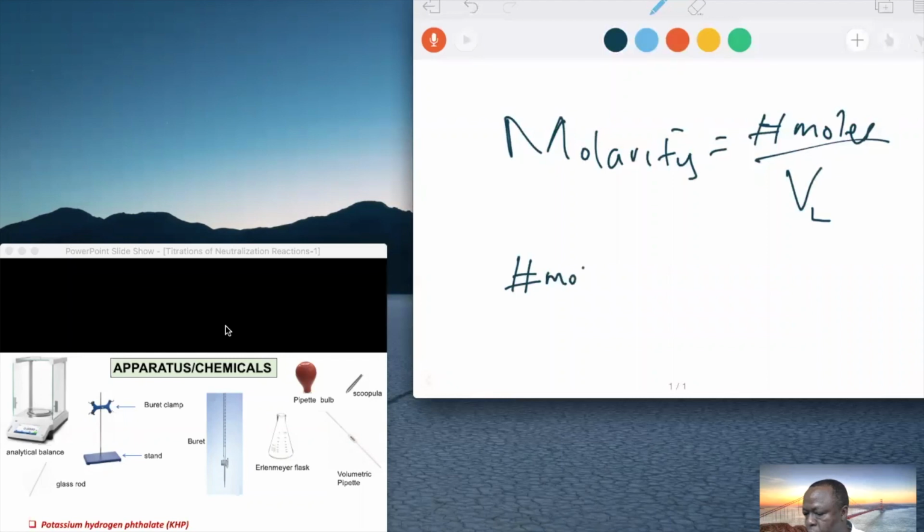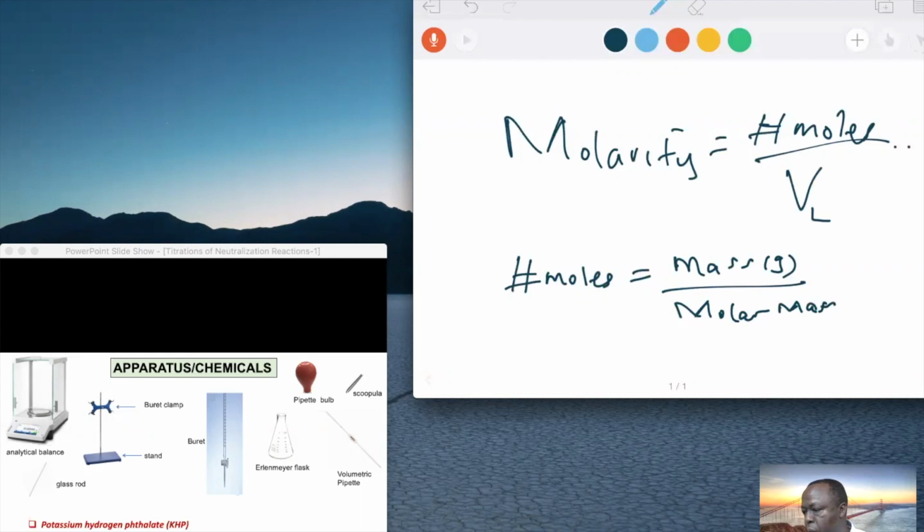Number of moles, if you are given the solid substance, will be determined by taking the mass in grams over the molar mass of the compound. These are prerequisite equations you need to remember. We'll be using this equation.